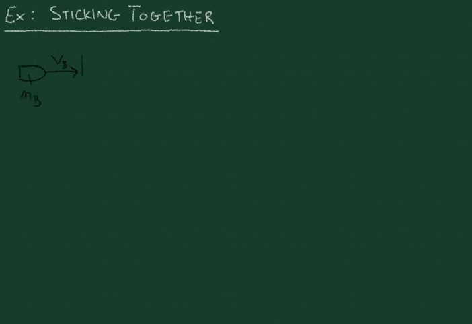And then let's say we have a block, and this block is on a frictionless table, and it has a mass of the block. Okay, and it's initially at rest. Then at some time later, the bullet's going to collide with the block. It's going to become embedded in it, and then the whole system is going to be traveling to the right. And so the question is, find the final velocity.